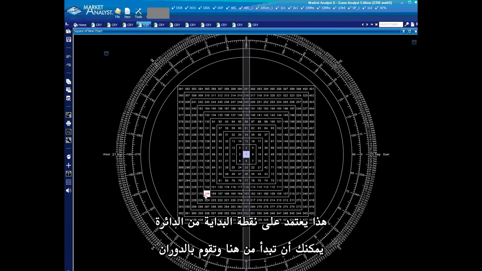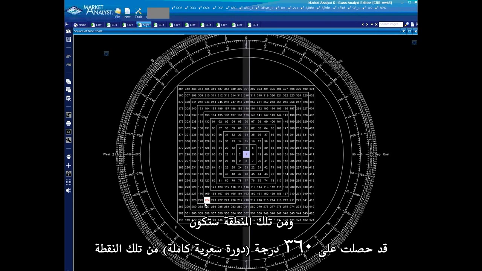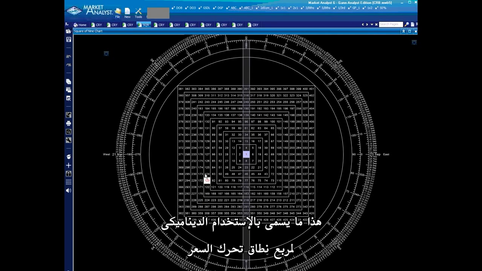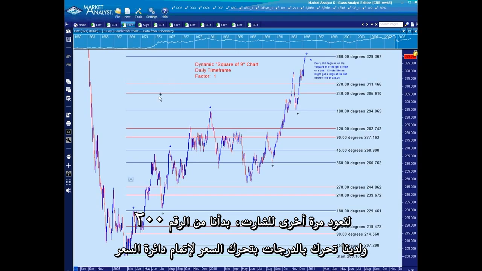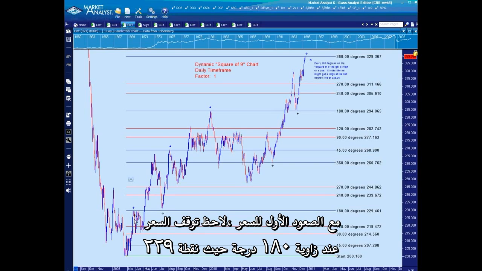Depending on where you start in the circle, you can start here and go all the way around and come down here, and you'd be 360 degrees from that point. That's what you'd call a dynamic use of the square of the range. And let me bring us back. That's what we're doing here. We're starting with some number, 200. We're moving degrees of movement around that circle. So the first move up here, notice that this thing stopped at 180 degrees, which is 229.